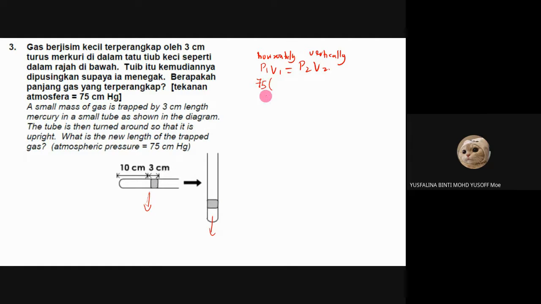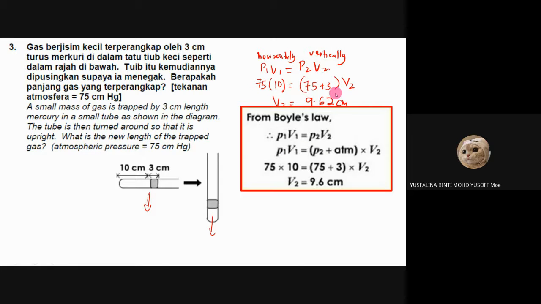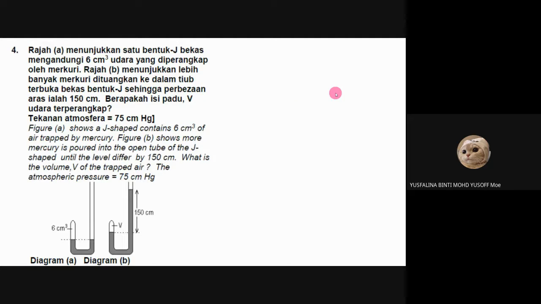So 75 multiplied by 10. And for this one, there is a force of gravity here, so there are two pressures acting. The first one comes from the mercury, and the second one comes from the atmospheric pressure. So 75 plus 3. So what is the answer for V2? 9.62 cm. Is it correct? Yeah, 9.6 or 9.62. Okay, how about this one for number 4?